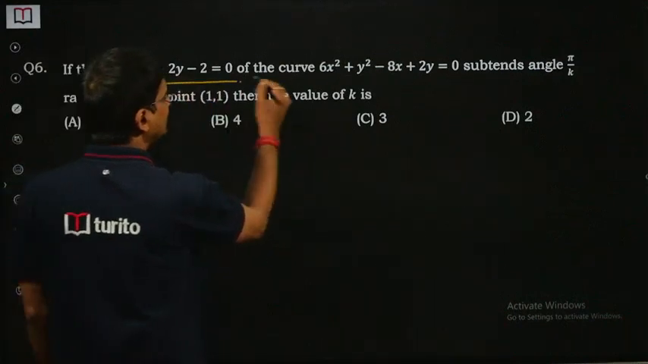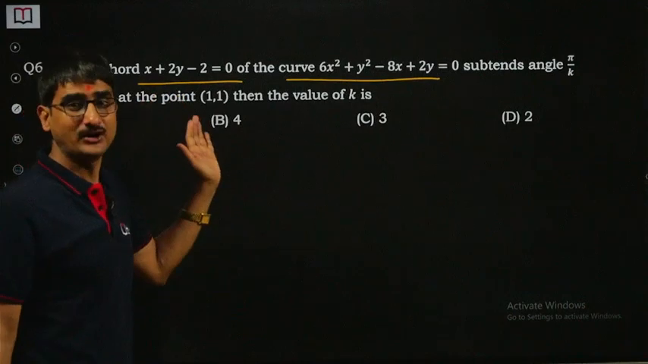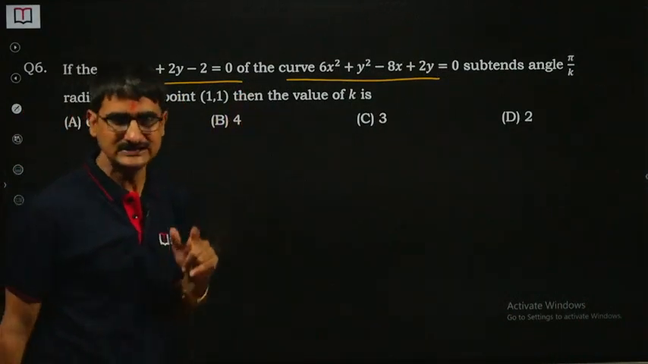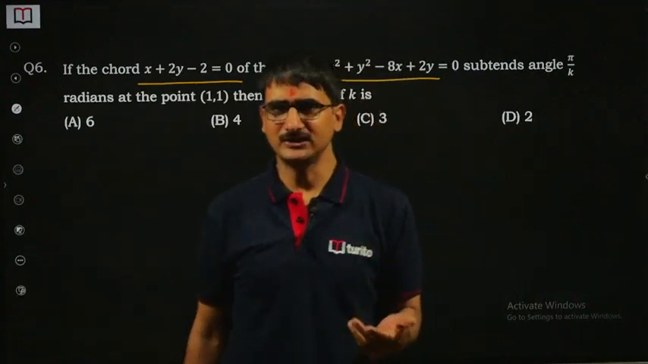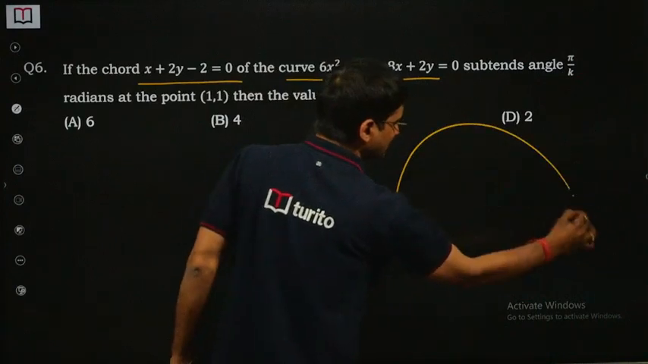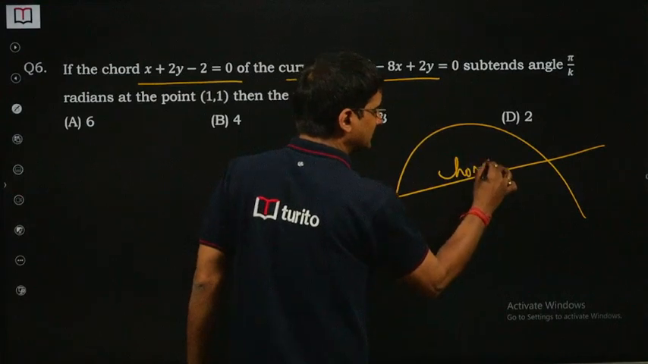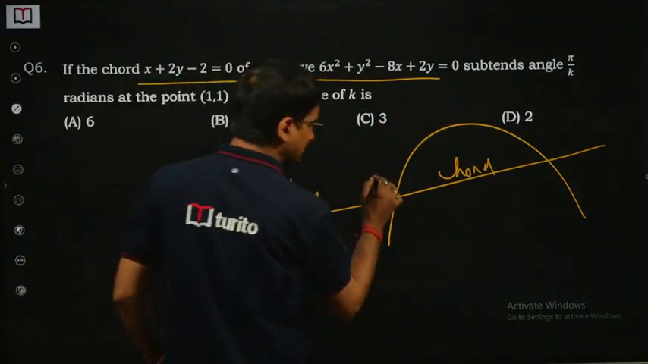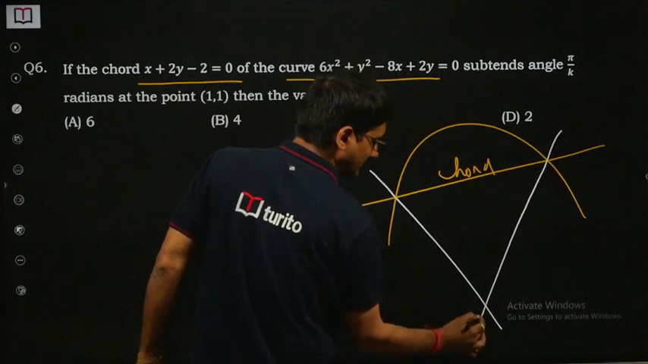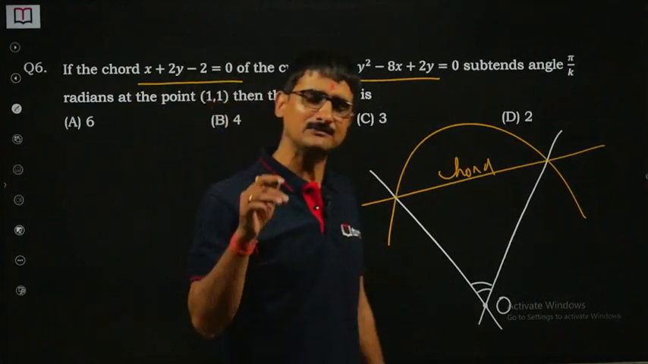If the coordinates of the curve subtend angle at the point 1, 1, then find the value of K. Now, the purpose of taking up this question is homogenization. So, when do we use homogenization? When there is a curve and there is a line which forms a chord with the curve, and then the chord subtends some angle at the origin. That's what I always say: angle subtended by chord of the curve at the origin implies homogenization.